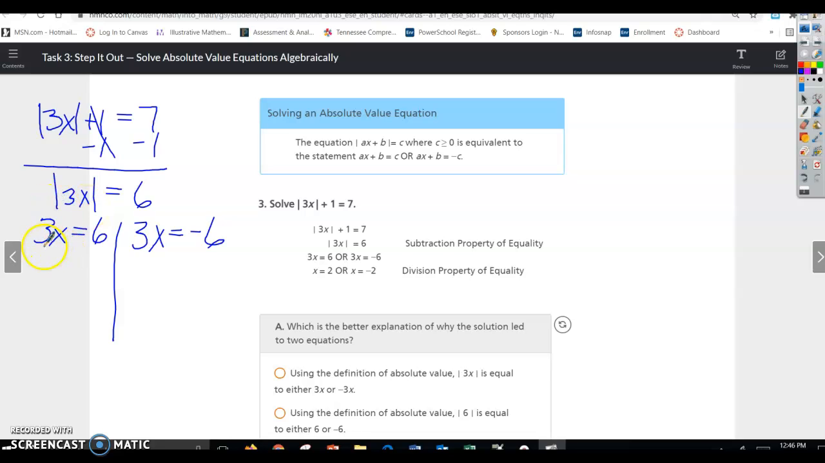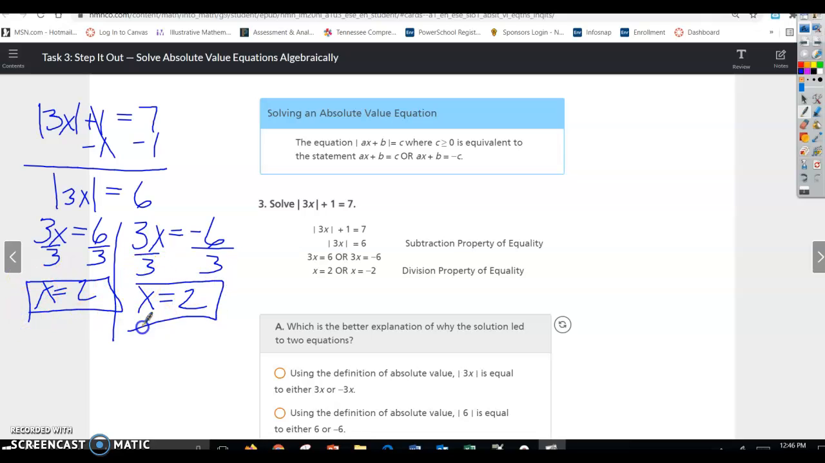positive. Alright, so we're going to divide by 3. x equals 2. Divide by 3. x equals negative 2. All right, so our two solutions are 2 or negative 2. All right, you can see they've gone through the steps here as well to solve that absolute value equation.